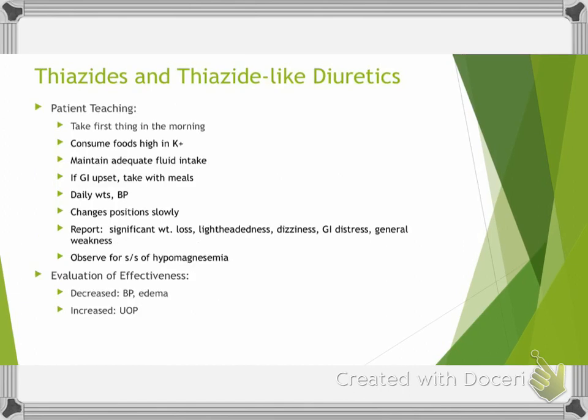So patient teaching, they should take it first thing in the morning, again to prevent nocturia, which means that they're constantly getting up to pee in the middle of the night. They need to consume foods high in potassium. They need to maintain adequate fluid intake. If they have a GI upset, they can take it with medications. They need to do daily weights and a blood pressure with same clothes, same time, and write it in a journal. Change position slowly. This will minimize postural hypotension. They need to lay down if they're faint or dizzy.